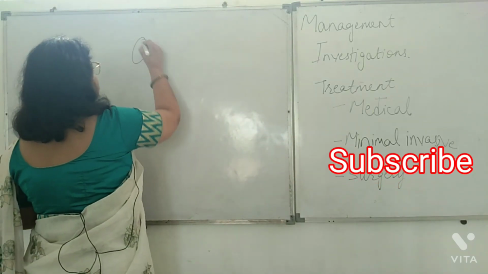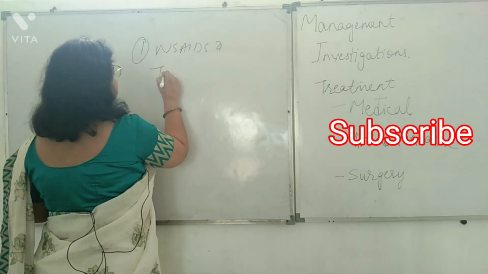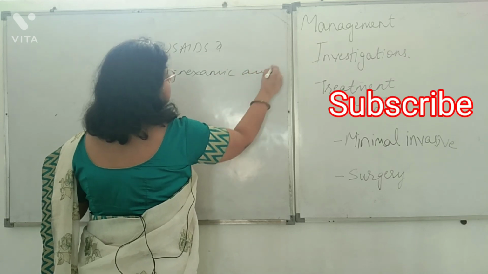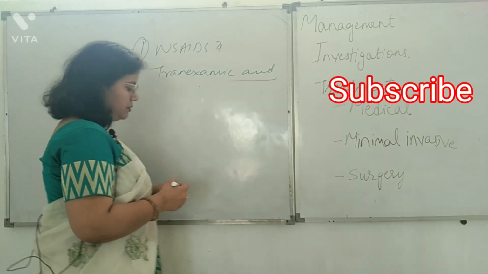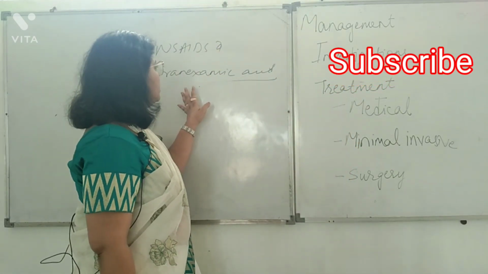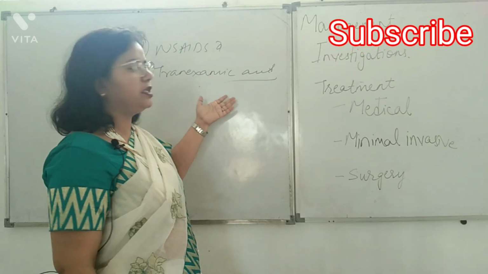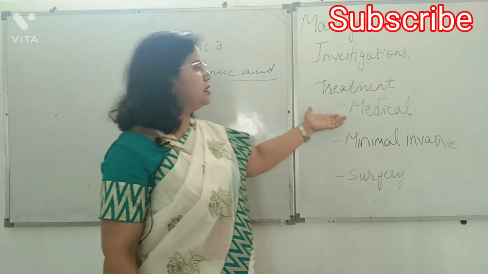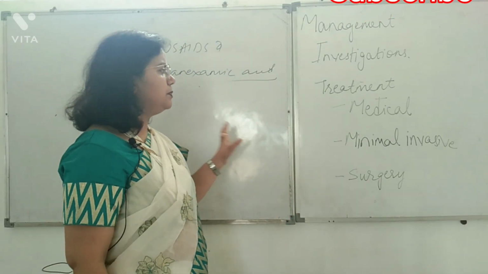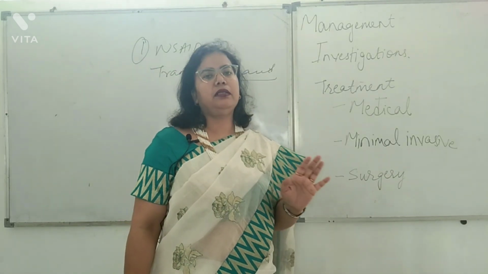So NSAIDs and tranexamic acid. This is the first line. Majority of women get relief with this treatment during periods. As soon as the onset of period, you start using this, and this is the only medical management required in many of the women. Her dysmenorrhea and menorrhagia is relieved and she leads a better life.